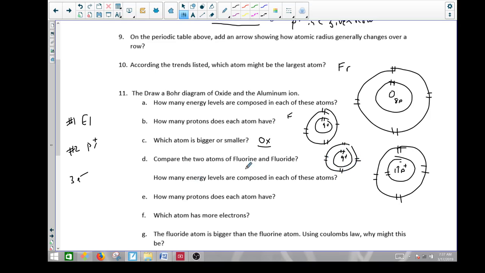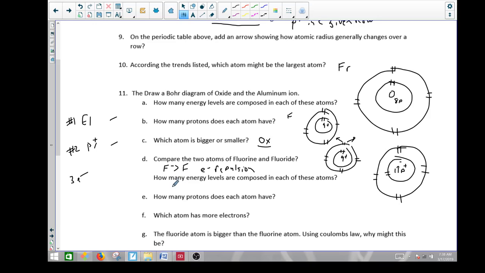All right. Compare the two atoms. Doesn't say how, but I would note that same number of protons. Same energy level, so these are the same. Number of electrons, okay. Fluoride is bigger than fluorine due to electron repulsion. And this also is Coulombic repulsion. In this case, more electrons. Electrons will push away from each other, causing it to swell ever so slightly. And fluoride is therefore bigger.